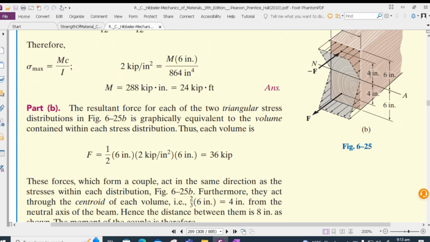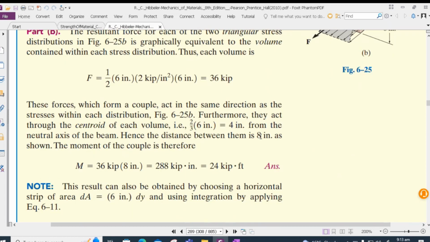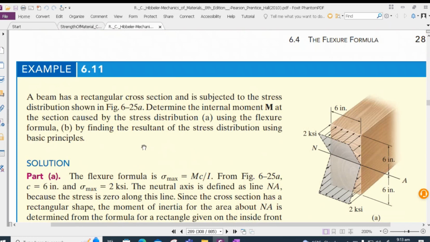That 4 inches will be doubled up because that is actually the lever arm. So we get 8 inches. 8 is multiplied with 36 and the resulting moment is 288 kip-inch. So that's how we can use the flexure formula or first principle for finding the maximum internal moment.